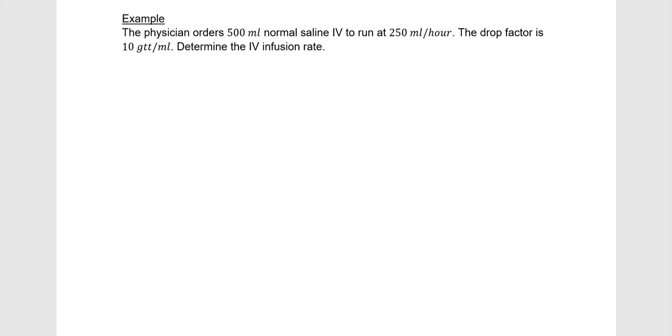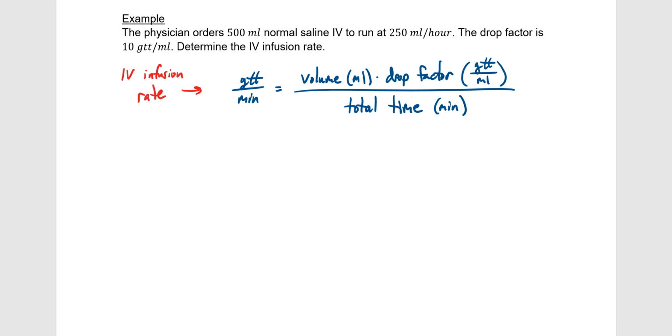So for this next example, it's set up a little bit differently. The physician orders 500 milliliters normal saline IV to run at 250 milliliters per hour, and the drop factor is 10 drops per milliliter, and we want to determine the IV infusion rate. Okay, so setting up the equation, then we'll talk about what we're given here. We're given the volume, we're given the drop factor. For the total time though, we're given this rate, or this ratio of 250 milliliters for every hour.